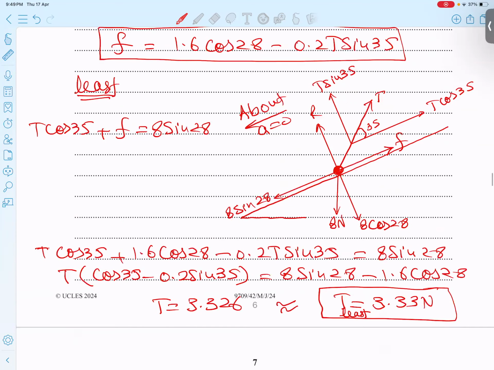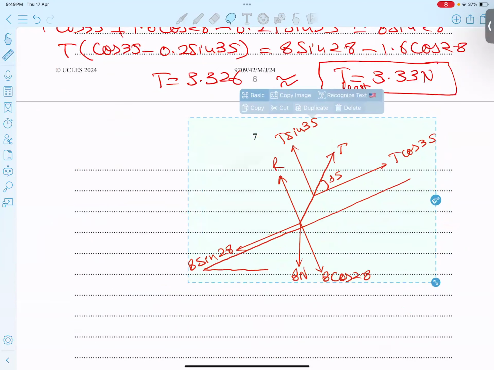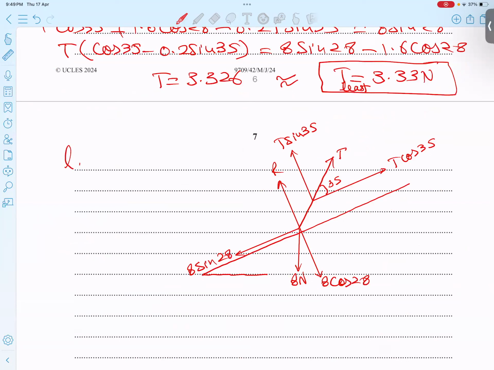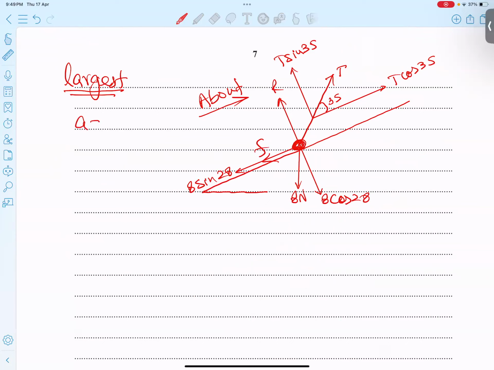Least. Now, students, the same diagram I will copy paste here for the largest. Have a look here, students. This diagram I copy again, but this time I talk about the largest or greatest force. This force is increased in such a way that the particle is about to move up. So friction will be 100% downwards. I believe the point is very clear. So now again it is equilibrium, acceleration is equal to zero. So this force is equal to the sum of these forces. So I'm writing here T cos 35 equals F plus 8 sine 28.